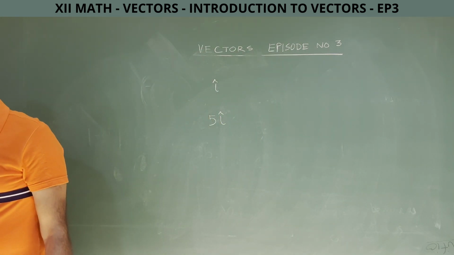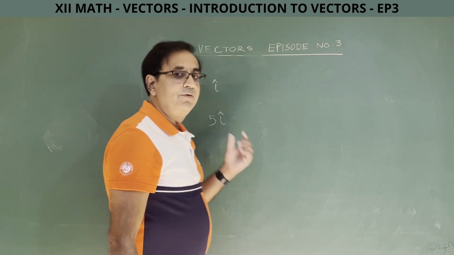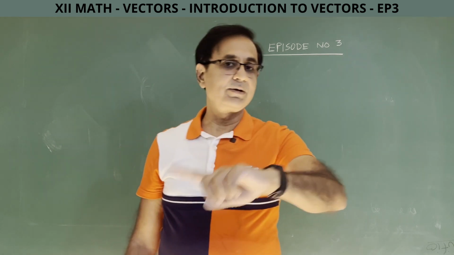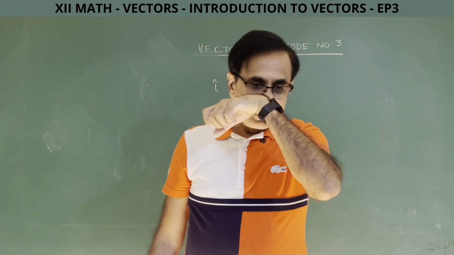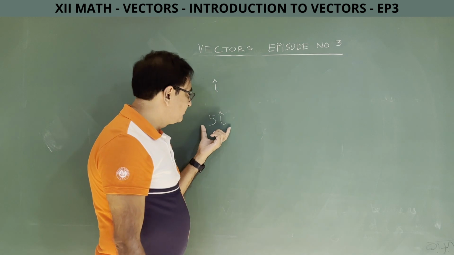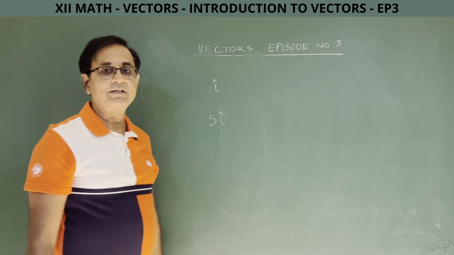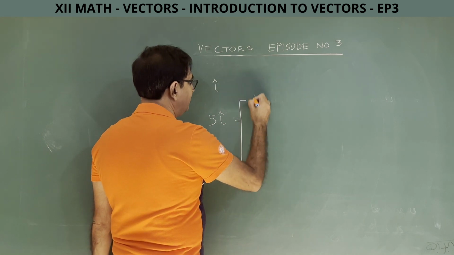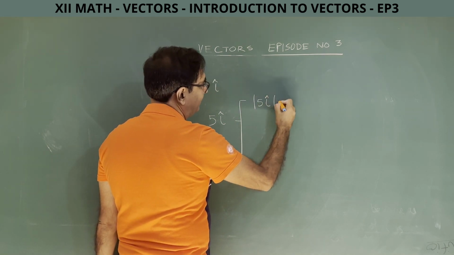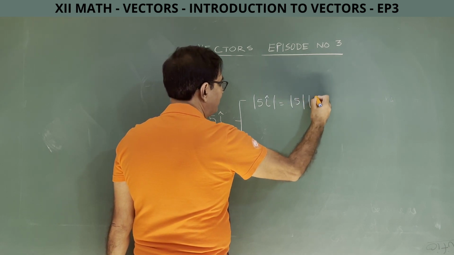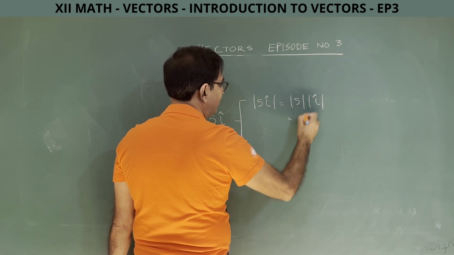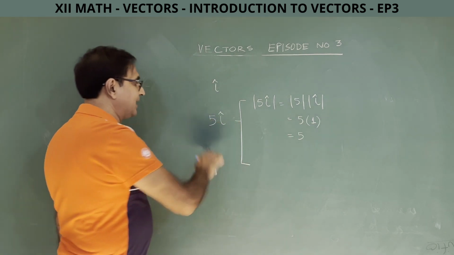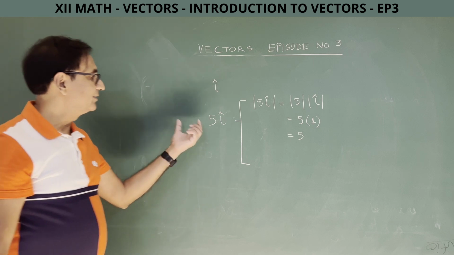So what does 5i represent? 5i represents a vector. I told you when you multiply a vector by a number, it will be a vector. So what will be the magnitude of this vector and what will be the direction of this vector? I am sure a lot of students will very quickly give me the answer. The magnitude of 5i cap will be mod of 5 into the magnitude of i cap. Mod of 5 is 5 and the magnitude of i cap is 1. So the answer is 5. So 5i cap is a vector of magnitude 5.